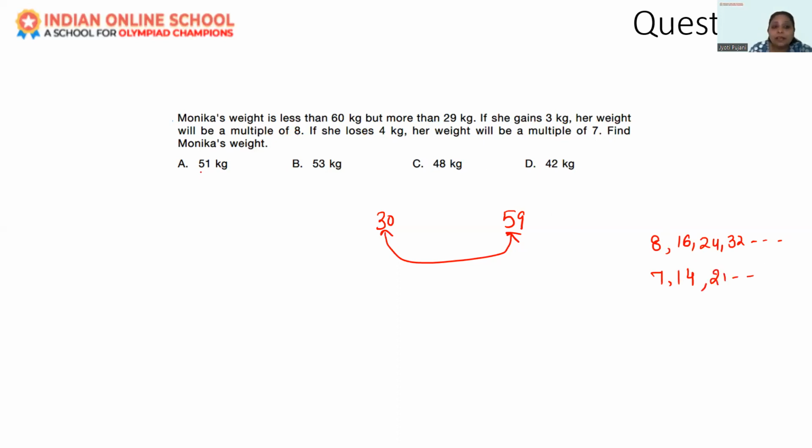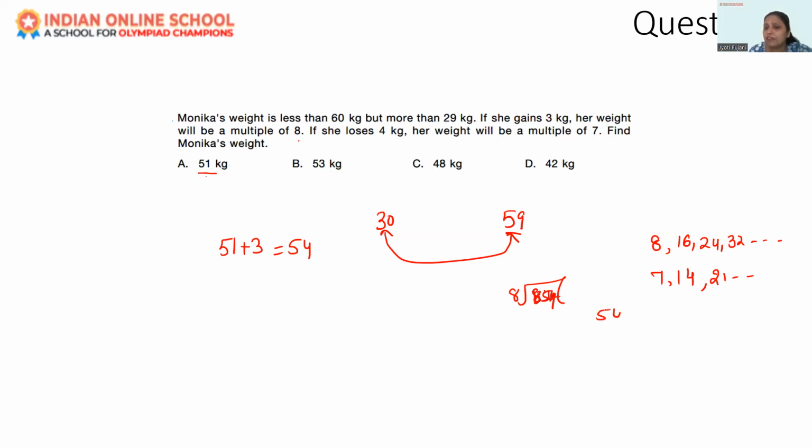Okay, माना मैंने 51 kg ले लिया, ठीक है. उन्होंने बोला है if she gains 3 kg, अगर मैंने मोनिका के वेट में 3 kg ऐड कर दिया, 54, तो ये 8 का मल्टीपल बन जाता है. क्या 54, 8 से कंप्लीटली डिवाइड होता है? Let us see. 54 को 8 से डिवाइड किया, so 54 doesn't come in the table of 8, so we have to choose a number which is just less than 54.